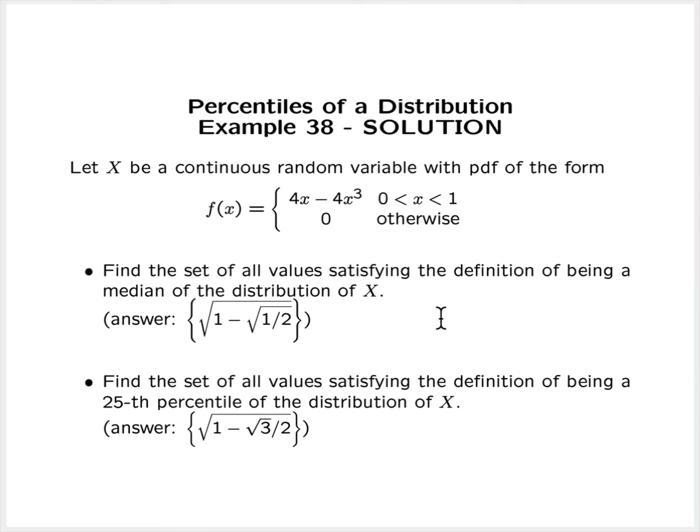Okay, so just to wrap up this example, to summarize: we found the set of all values satisfying the definition of being a median of the distribution of x, and we found that there's only one value, the square root of 1 minus the square root of 1/2. Then we found the set of all values satisfying the definition of being a 25th percentile of the distribution of x. Again, we found that the 25th percentile exists, and it's unique. There's only one value that satisfies the definition of being a 25th percentile, and that is the square root of 1 minus 1/2 times the square root of 3.